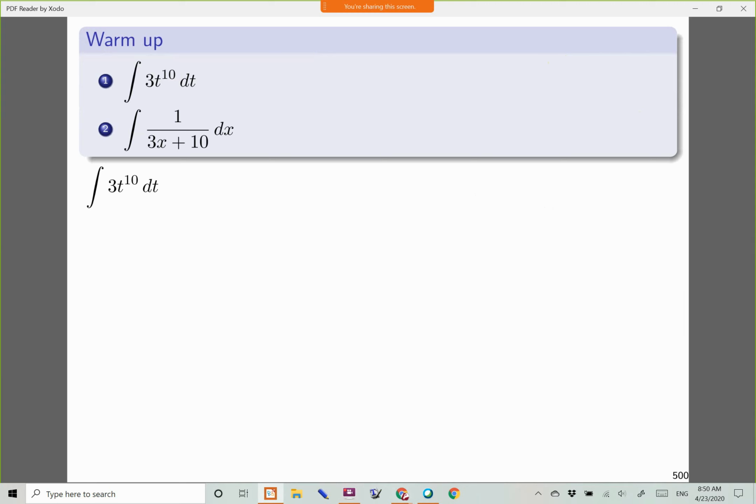There's not a whole lot of work to show for the first one, so just to illustrate a step, you could bring the 3 in front first. If you have a constant times a function for this antiderivative problem, you can have 3 times the antiderivative of t to the 10th. To take that antiderivative, a variable raised to an exponent, we have to undo the power rule. So the power is raised up by 1, and then you divide by that new exponent. So 3 times t to the 11th over 11, plus c.